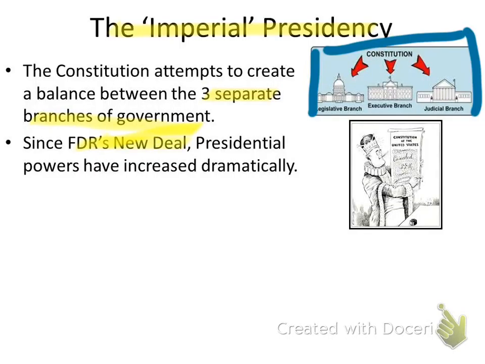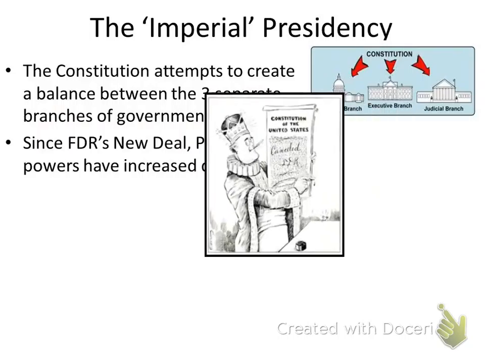Since FDR's New Deal back in the 1930s, which we discussed several chapters ago, presidential powers have increased dramatically. And so hence you have this concept of the imperial presidency. And here is a look at a political cartoon of the era of the 1930s, in which you have FDR sort of dressed like a king, part of that imperial presidency.